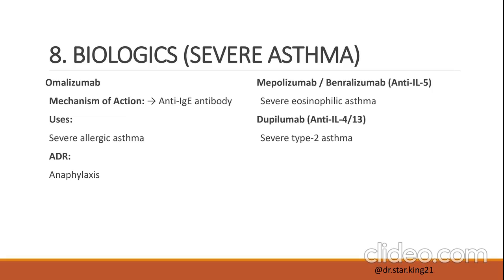The drugs include omalizumab, which is anti-IgE, given especially in allergic asthma. The next drugs are mepolizumab and benralizumab, which are anti-interleukin 5 and given especially in eosinophilic asthma. And another is dupilumab, which is anti-interleukin 4 and 13, for type 2 asthma.